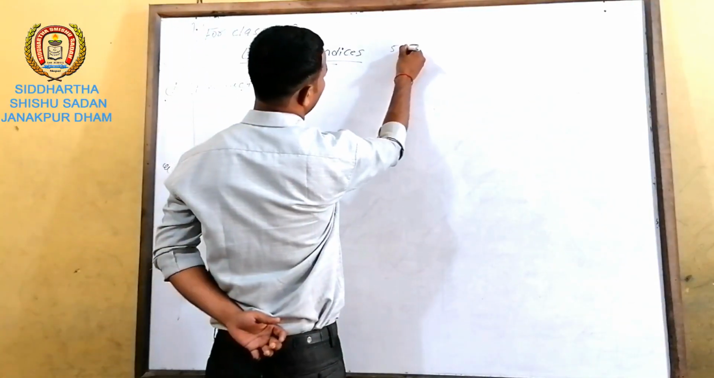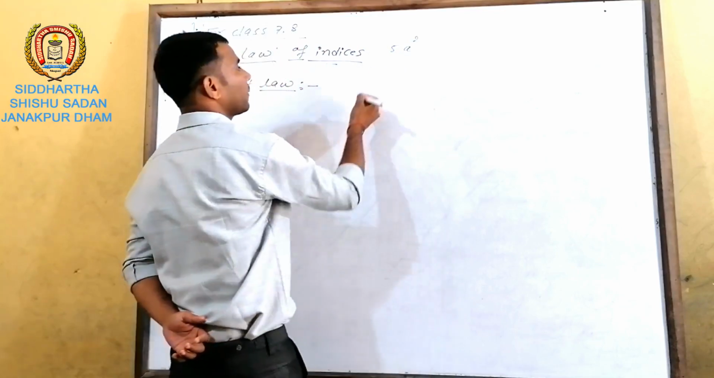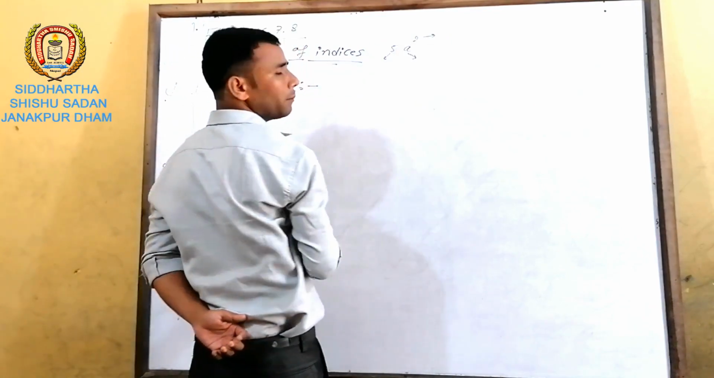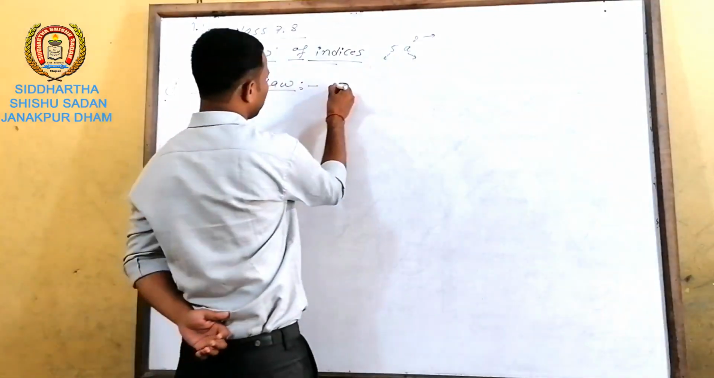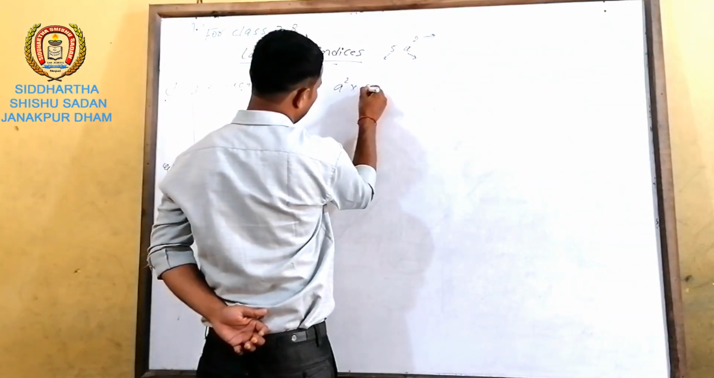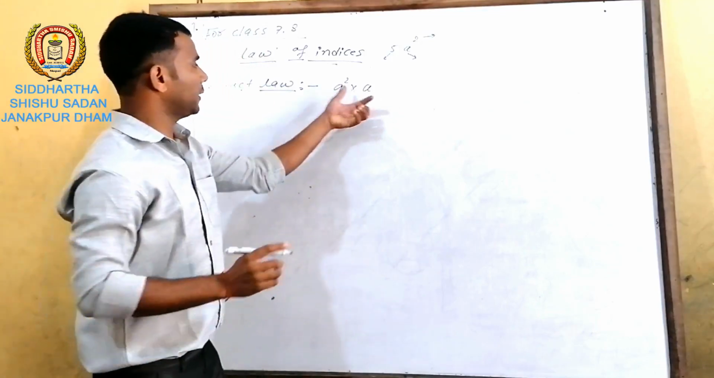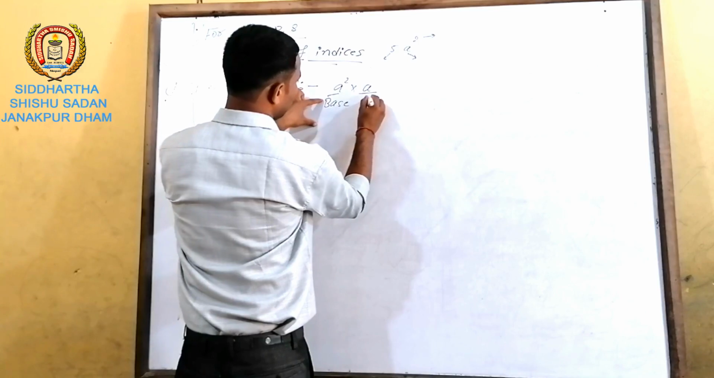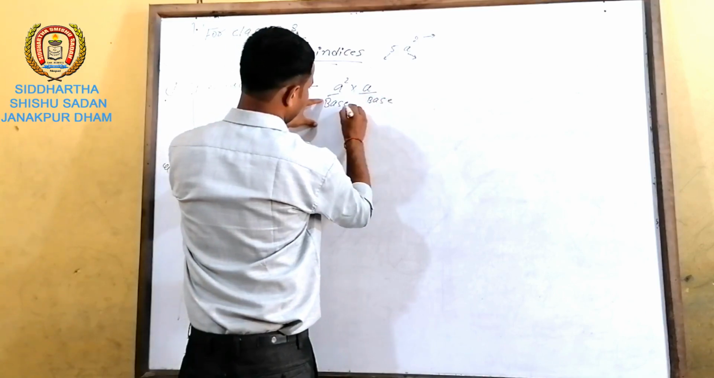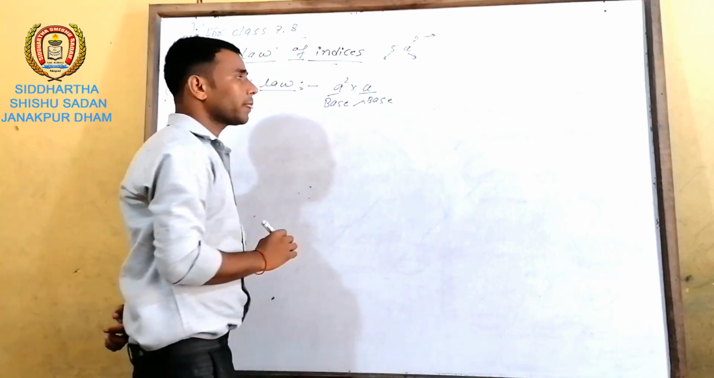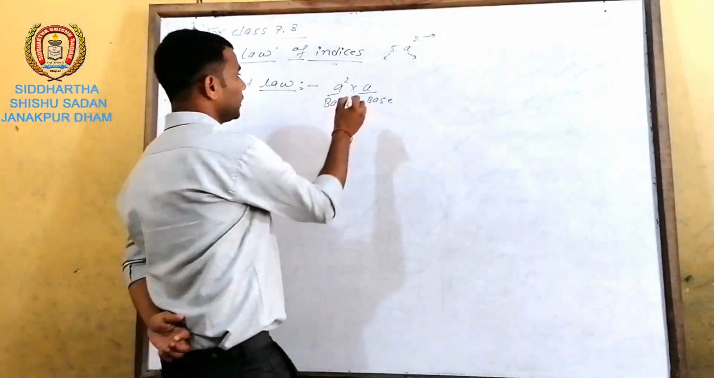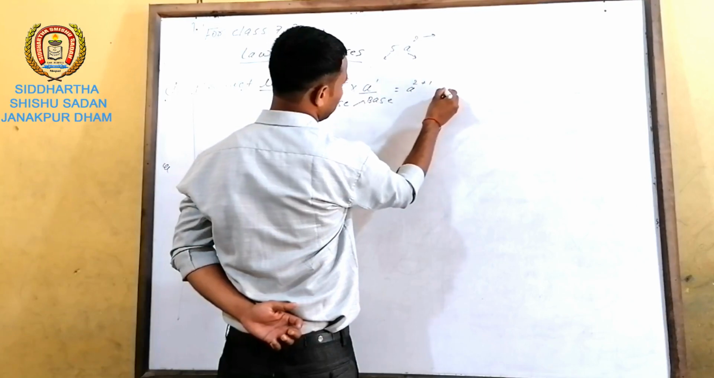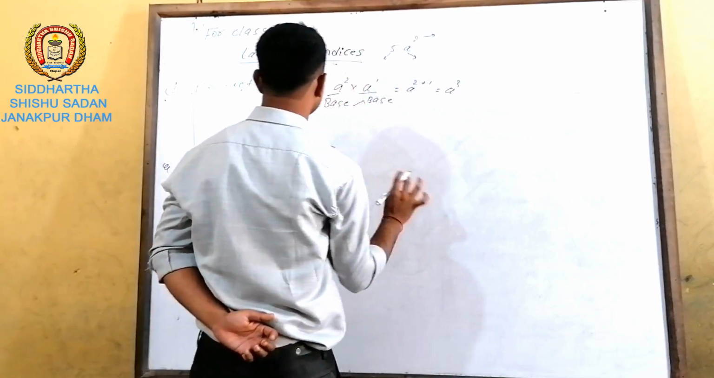Suppose 5a square. You know that 5 is the coefficient, a is the base, and 2 is the power. Similarly, if a square is multiplied by a, both bases are the same, then the powers are added. There is nothing written, which means one power. So a to the power 2 plus 1 is a cubed.